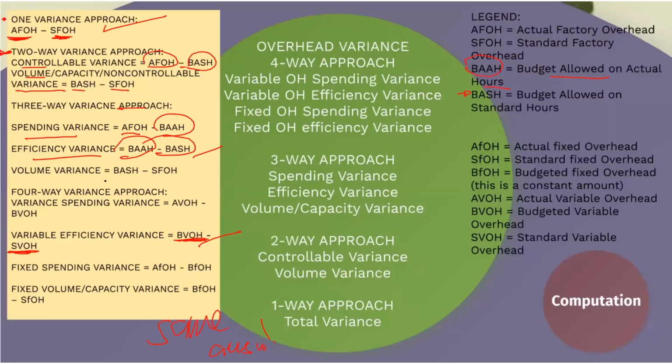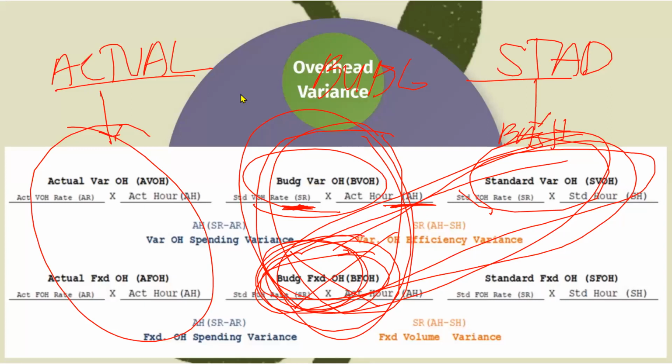Okay? Now we go to your volume variance, BASH less SFO. If you go back to your two-way, same equation lang or same formula. Now, under the two-way, the three-way, and the four-way, your fixed or volume variance should always be the same. Even if you only use the four-way, budgeted fixed overhead and standard fixed overhead. After all, yun lang yung dinidifferentiate mo. Saan ulit nanggaling? Again, dito pa rin sa expanded. Okay? Nanggaling pa rin yan sa expanded natin. Alright.